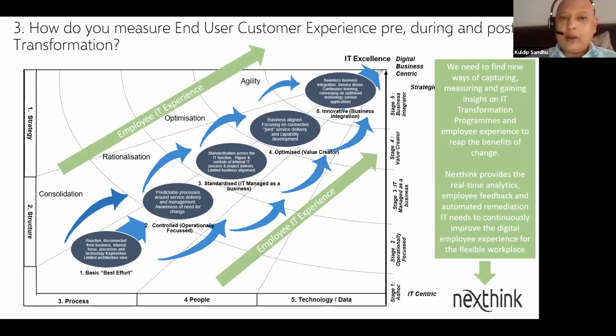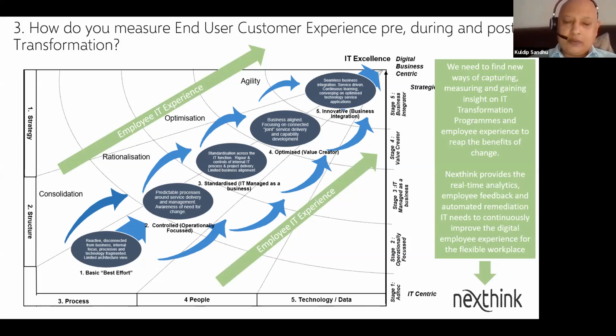So I wanted to now come back to the maturity model, because that's all fine and dandy. We talked about some of the change challenges. We talked about maybe some of the high-level initiatives and the trends. But one of the things is, as you go on that transformation journey, how do you embrace the employees? How do you actually ensure you understand what the end user experience is?